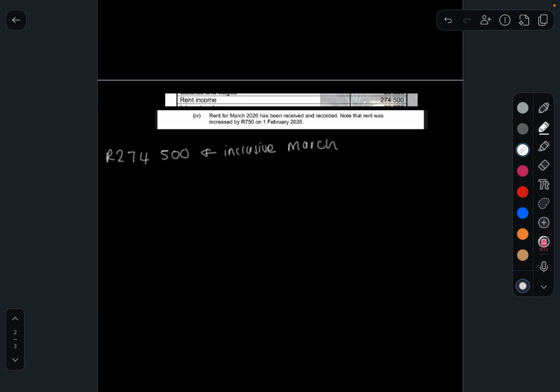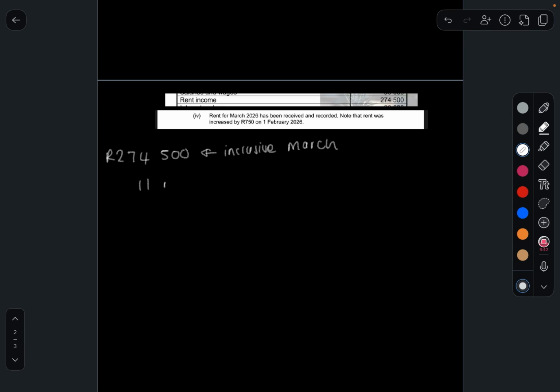That's the first information they give us, right? So they're telling us that from the 1st of March 2025 to the 31st of January 2026, rent was normal price, right? And then from February, it increased by 750, right?